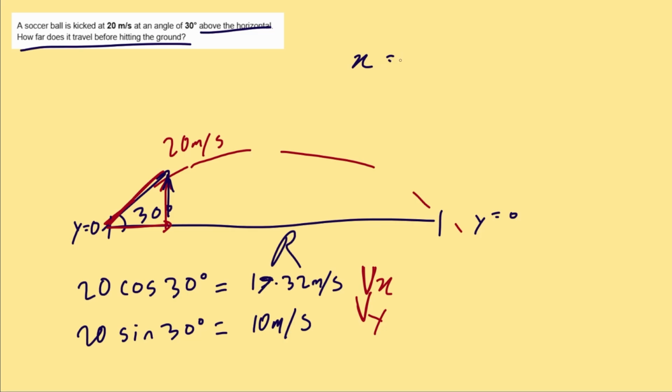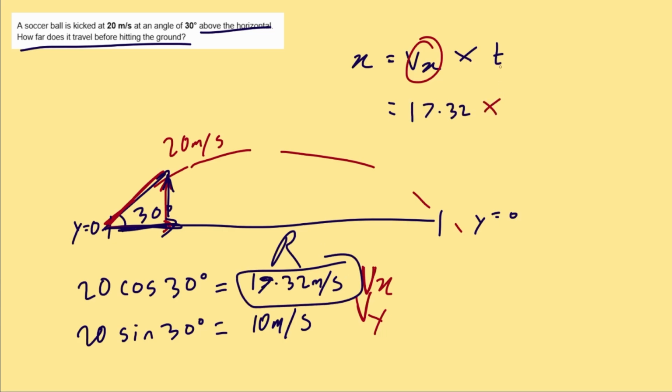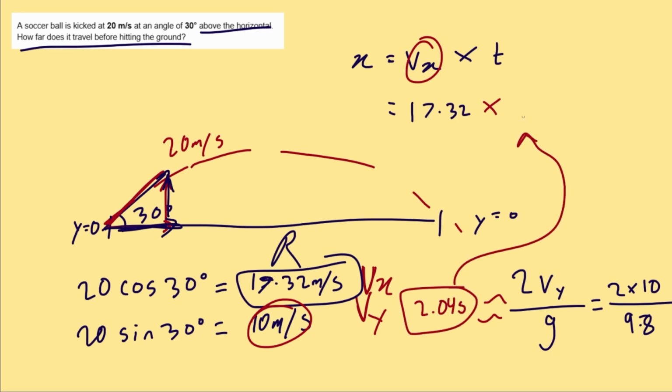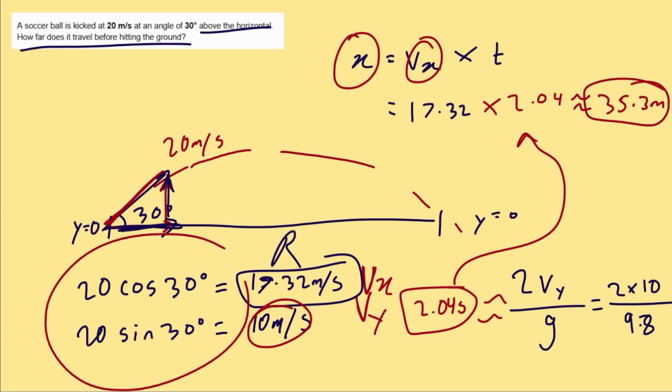And x is found with the horizontal component of velocity multiplied by the air time. We have the horizontal component, which is here, 17.32. We just need the air time. And the time of flight is found with this specific formula. 2 times velocity, specifically the y component, divided by gravity. That's 2 times 10, taken from here, over 9.8. That gives you a number of roughly 2.04 seconds. If you go and plug this in for time, then you find that your horizontal distance covered from the soccer ball is roughly 35.3 meters.